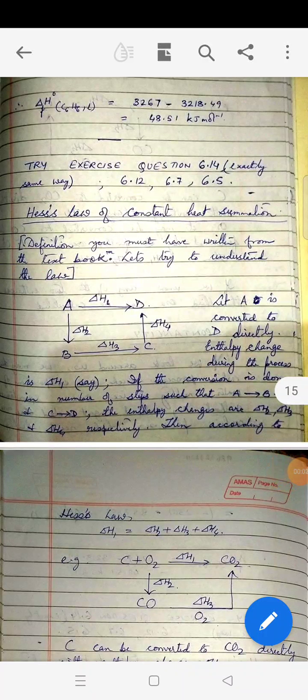Hello students, let us continue with the discussion. Our next topic is Hess's law of constant heat summation. Definition I request you to take down from the textbook. Now let us try to understand the law.